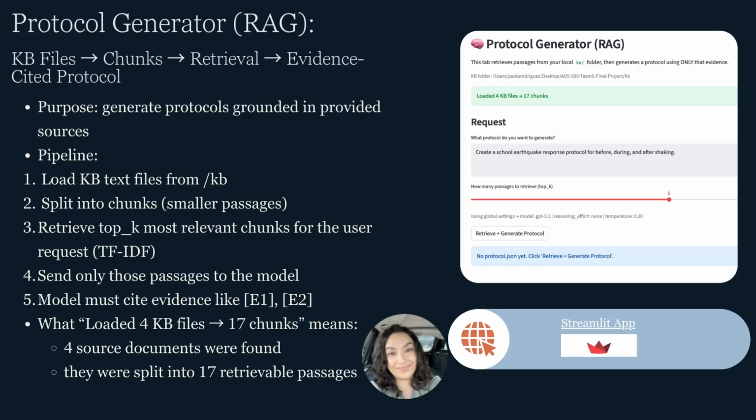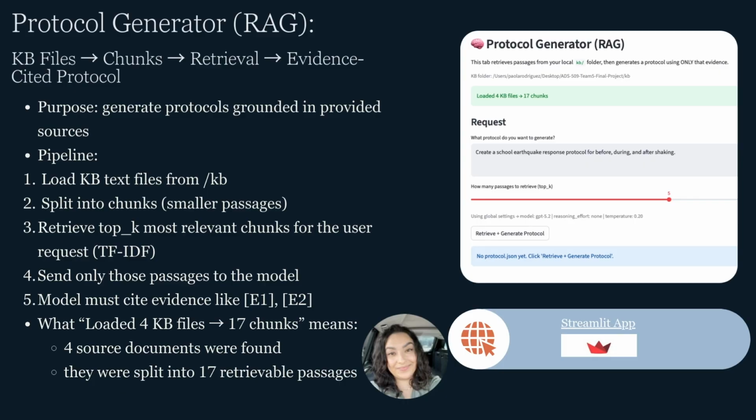On this slide, we review the RAG protocol generator. The point of this is to create a protocol that is grounded in evidence and not just general knowledge. So the app loads text documents from the KB folder and then splits them into smaller chunks, so retrieval works better. That's why you'll see something like loaded four KB files, 17 chunks.